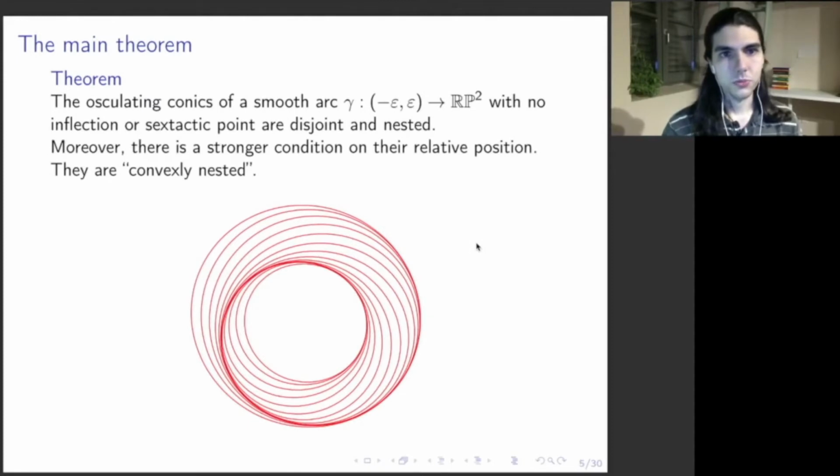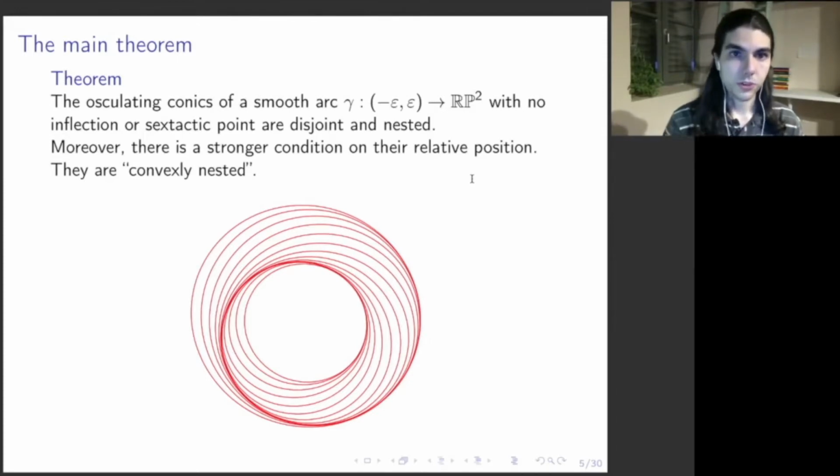The theorem we are going to prove today is closely related to the last one, but instead of talking about osculating circles, we're going to talk about osculating conics of a smooth arc. And I chose to talk on the projective plane because really that's the most suitable space to work with conics. And so the theorem states that if this curve has no inflection point nor sextactic point, which is the equivalent to the vertex in this case, then the osculating conics are disjoint and nested, just as in the previous case. And in fact, up to this point, this was already known and proved. I think Hayashi was the first one to prove this.